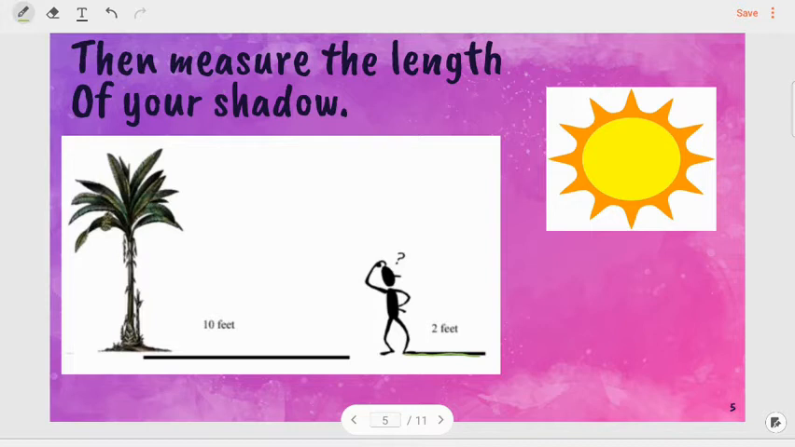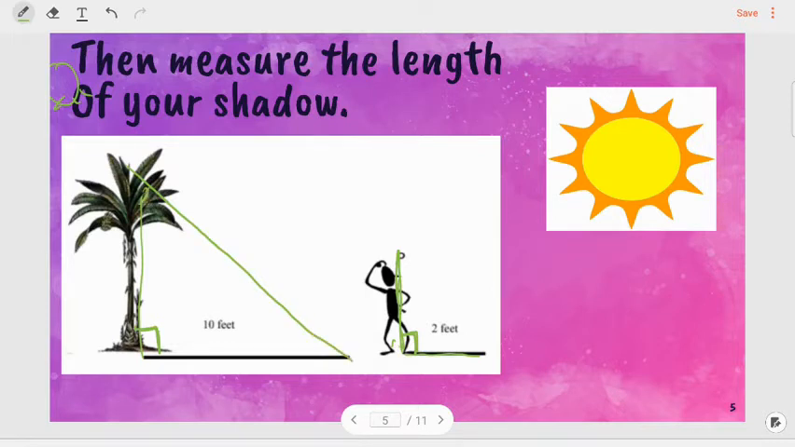Well, you bet. I stand straight up and down, so I form a 90-degree angle with the ground and my shadow, and so does the tree. So I have one congruent angle. Remember, we only need to have two congruent angles in order for triangles to be similar. Now imagine the sun is actually over here shining, and because of that it creates this shadow.